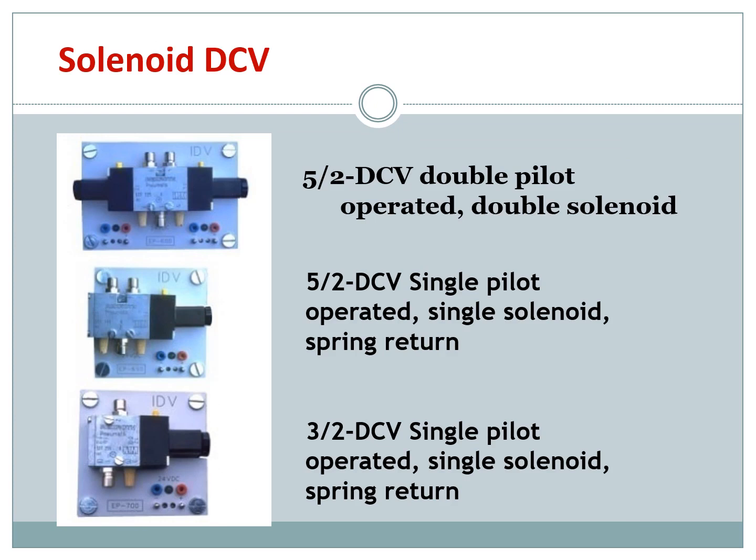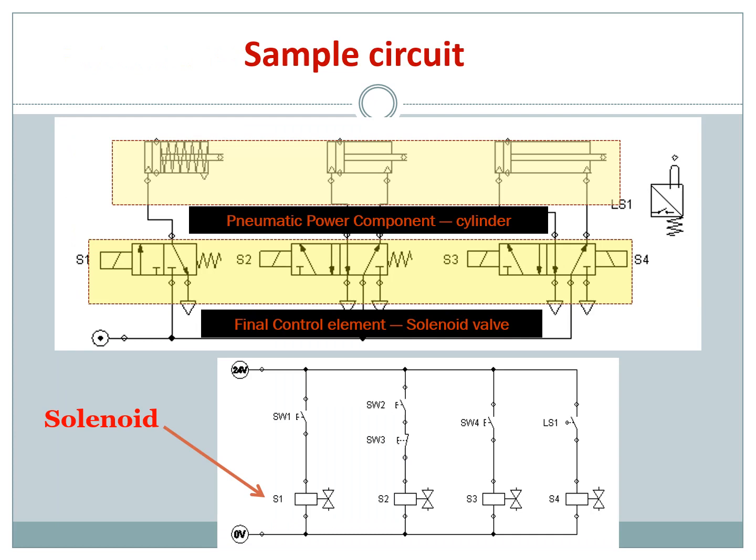Okay, you can see here some of the solenoid DCVs that we are using in our lab. So normally it will be like this. The black part here is the solenoid. So you have two solenoids here, that's why we call it a double solenoid, and you can even have a single solenoid. Single solenoid, so the return operation is controlled by spring. So this is 5/2, this is 3/2, with single solenoid.